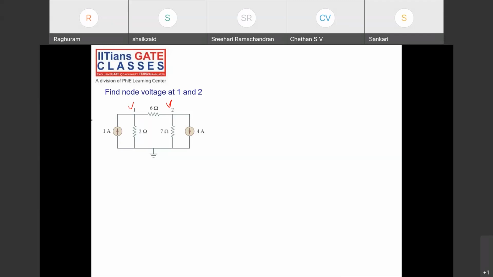See, what I'll do is I'll write down the equations. Everyone to your screens. Always take the leaving currents at both the nodes. Okay, tell me at node 1, what are the leaving currents? Minus 1 plus V1 by 2 plus (V1 minus V2) by 6 is equal to 0. Okay, clear?